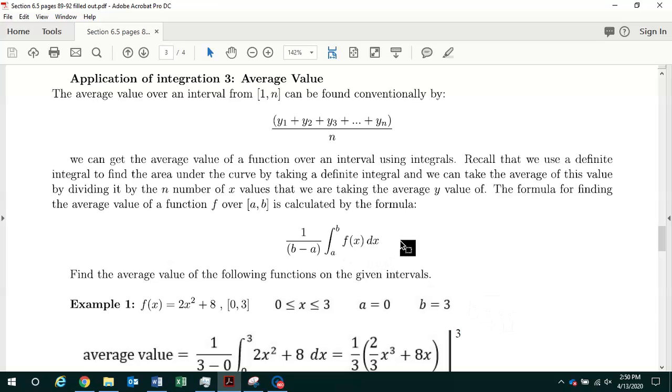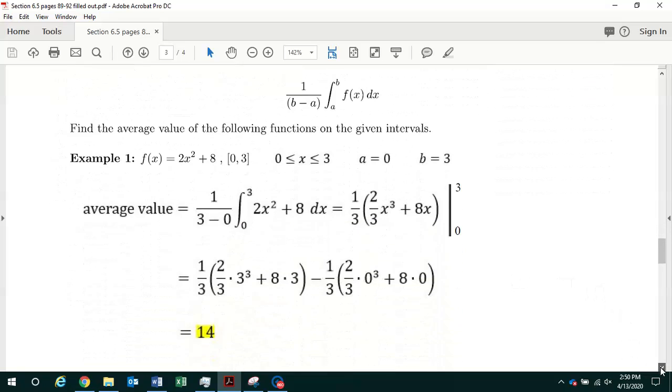And the formula that we use to find the average value of a function from x equals a to x equals b is right here: 1 over b minus a times the definite integral from a to b of f of x with respect to x. So let's demonstrate this with a couple of examples. We're going to find the average value of the function f of x equals 2x squared plus 8 from x equals 0 to x equals 3. In this case, a is equal to 0 and b is equal to 3.